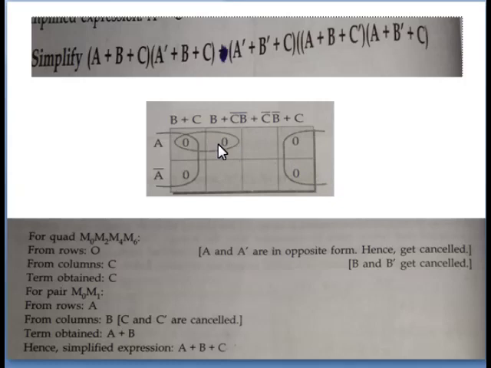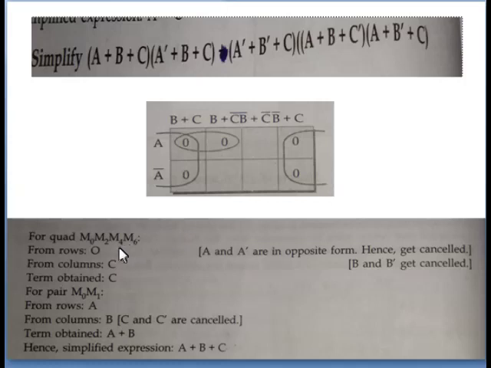And another 0 is left here. We have to see if there is any way to join this 0 with 3 other zeros. There is no way, only 2 zeros are here. So the next priority is for the pair. So we join this 0 with this 0 and make a pair. So in this K-map, after grouping we got 1 quad and 1 pair. Now step number 3. We are going to reduce the expression.